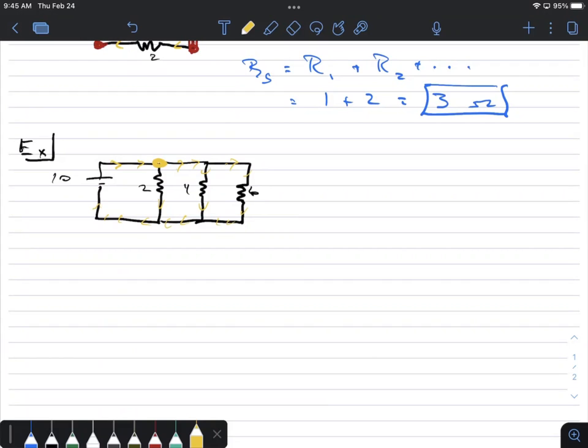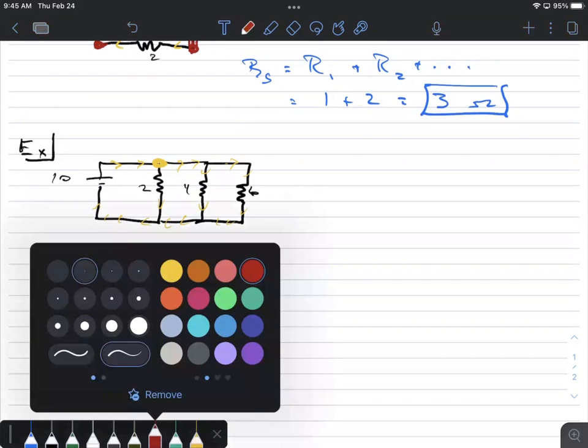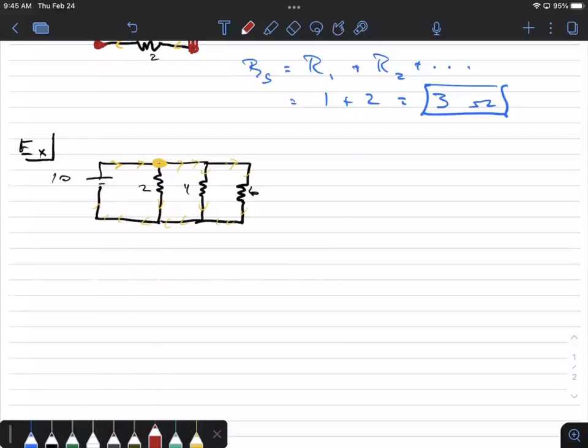Now, what's the other way of seeing it with the node method? Well, with the node method, I do the same thing I did before. Every element gets a node on either side. So here are the ones for 2, here are the ones for 4, here are the ones for 6.